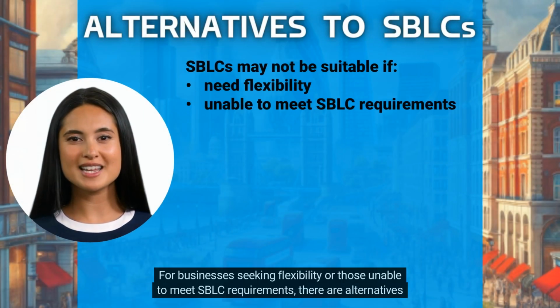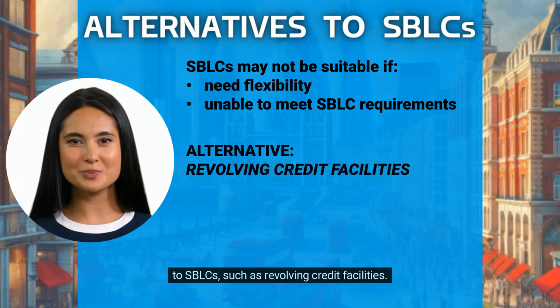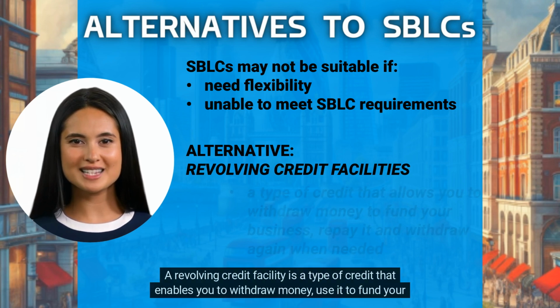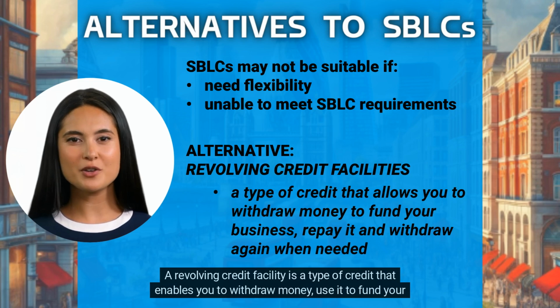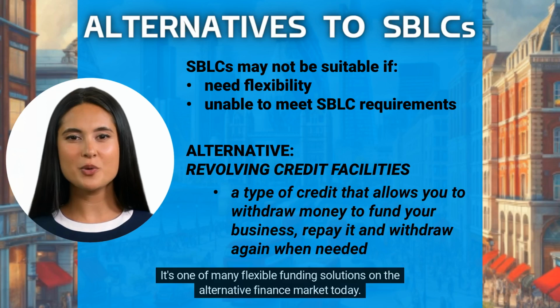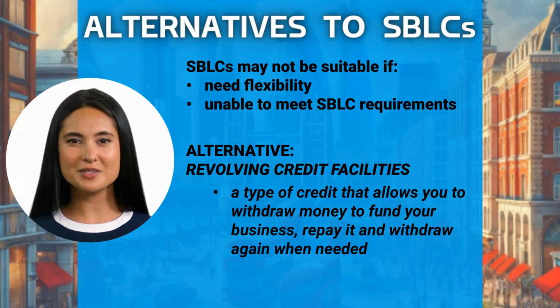For businesses seeking flexibility, or those unable to meet SBLC requirements, there are alternatives to SBLCs, such as revolving credit facilities. A revolving credit facility is a type of credit that enables you to withdraw money. Use it to fund your business, repay it, and then withdraw it again when you need it. It's one of many flexible funding solutions on the alternative finance market today.